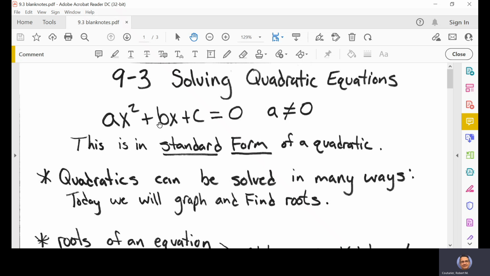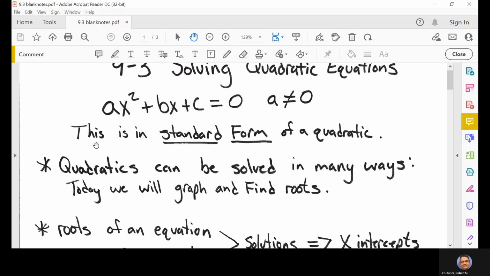Remember, we're going to be solving this equation, ax squared plus bx plus c equals 0, and a is not 0. If a is 0, we no longer have a quadratic, because a quadratic has an x squared. We can't make that x squared disappear, so a is always going to be something other than 0. Now, this is standard form for a quadratic, where we can easily identify a, b, and c.